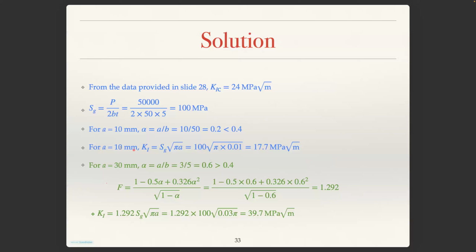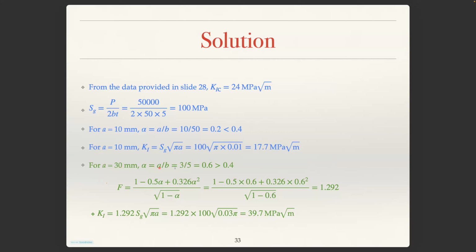So for a 10 mm crack length, what is the stress intensity factor? I got 17.7 MPa root meter, which is less than 24 MPa root meter. And hence, will the crack propagate or not? No. Now let us look at 30 mm.